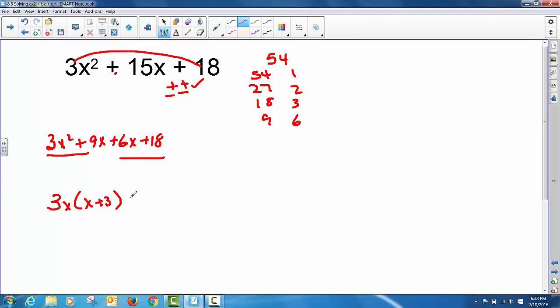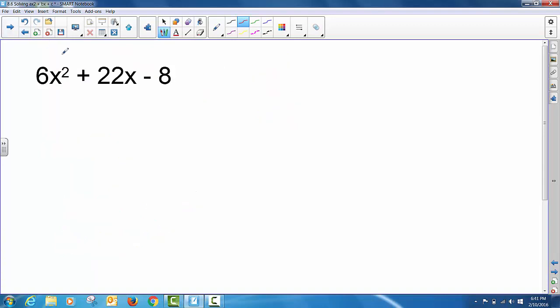Alright, so now we've got over here, what do they have in common? 6 goes into both 6 and 18, so it'll be 6. When you divide 6x by 6, you get x. When you divide 18 by 6, you get 3. And so now we've got 3x plus 6 times x plus 3. Alright.